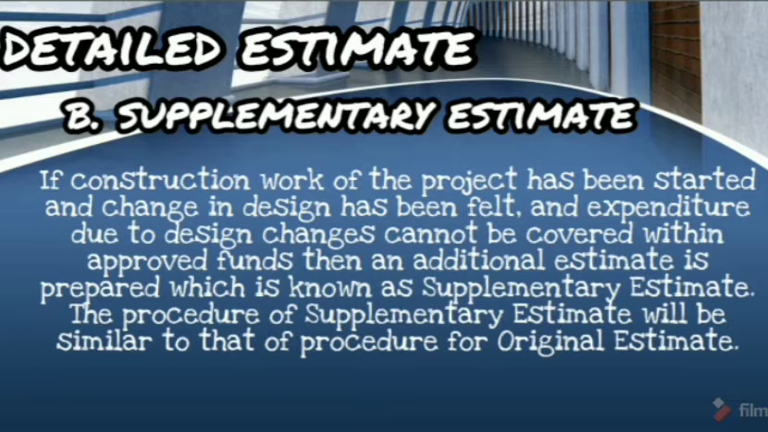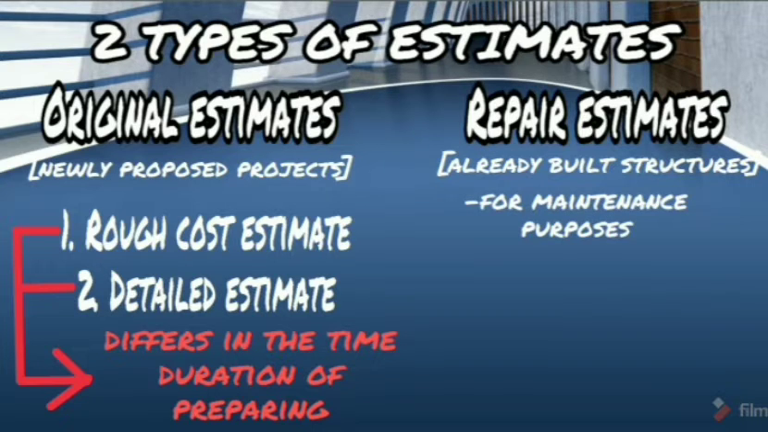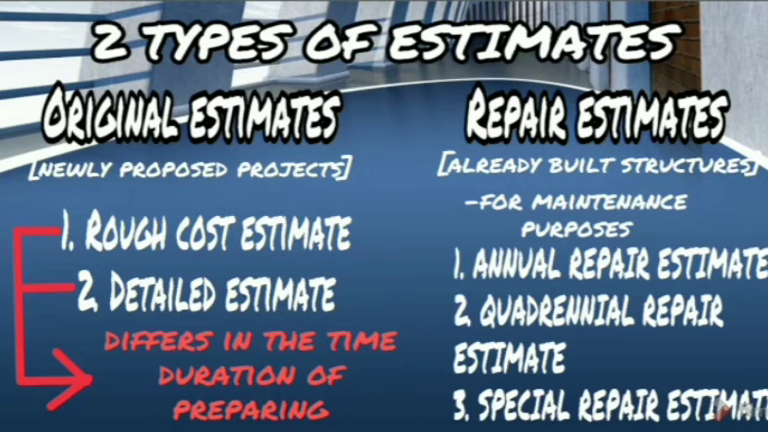The second type of estimates is repair estimate. Repair and maintenance are done in buildings and other structures in order to maintain and look after them. The estimate is prepared to find the cost applying over the repair. This estimate is known as repair estimate. There are 3 types of repair estimates. First is annual repair estimates. Second is quadrennial repair estimate. And lastly, special repair estimates.